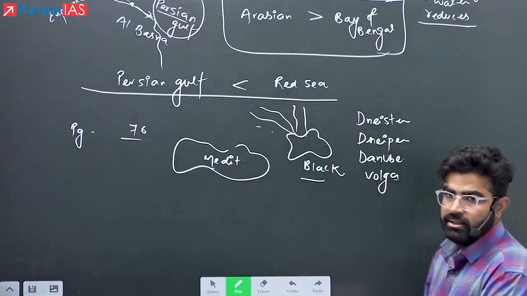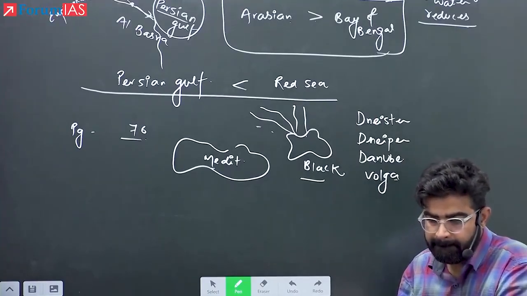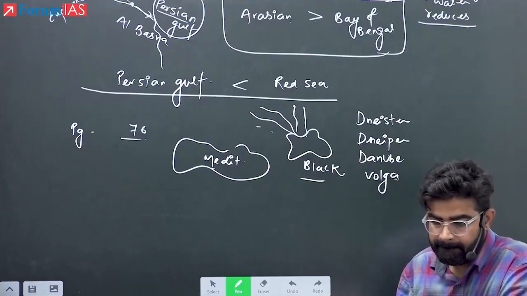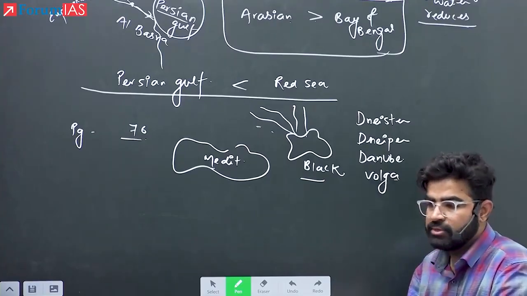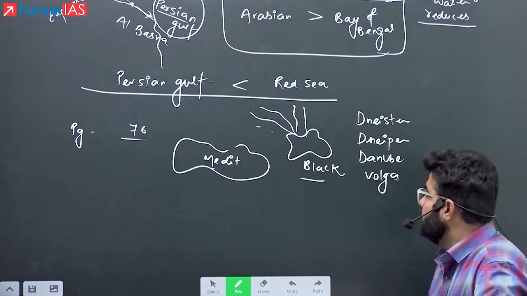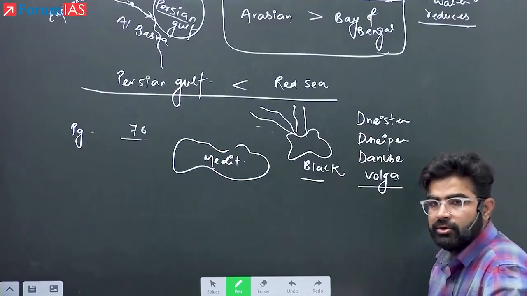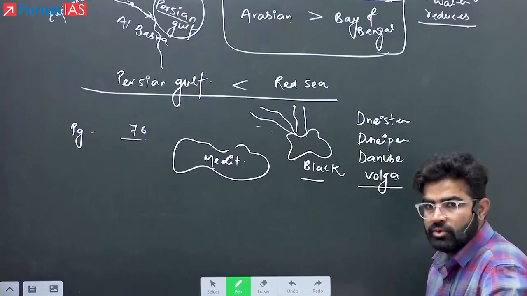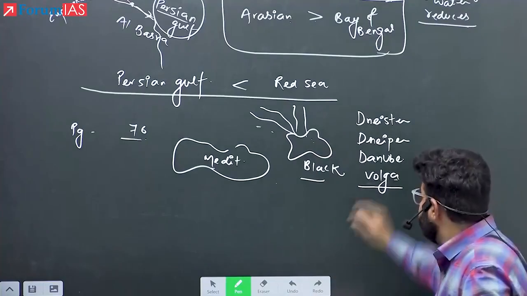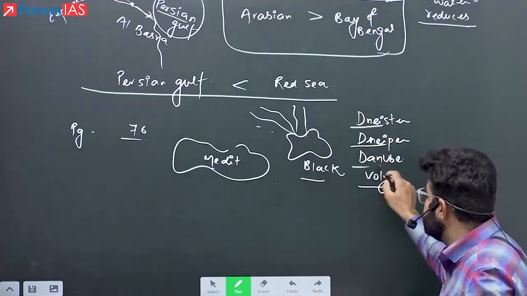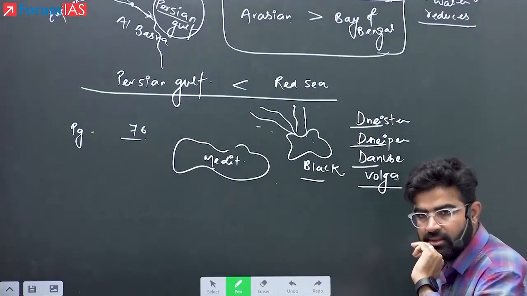Look carefully. Is Volga going into the Black Sea or the Caspian? Look carefully. Volga is going into the Caspian. Tell me the names of the rivers which are going into the Black Sea. Can I say Dniester, Dnieper, Danube, Don? One more, Don. Can you see? Don is also there.